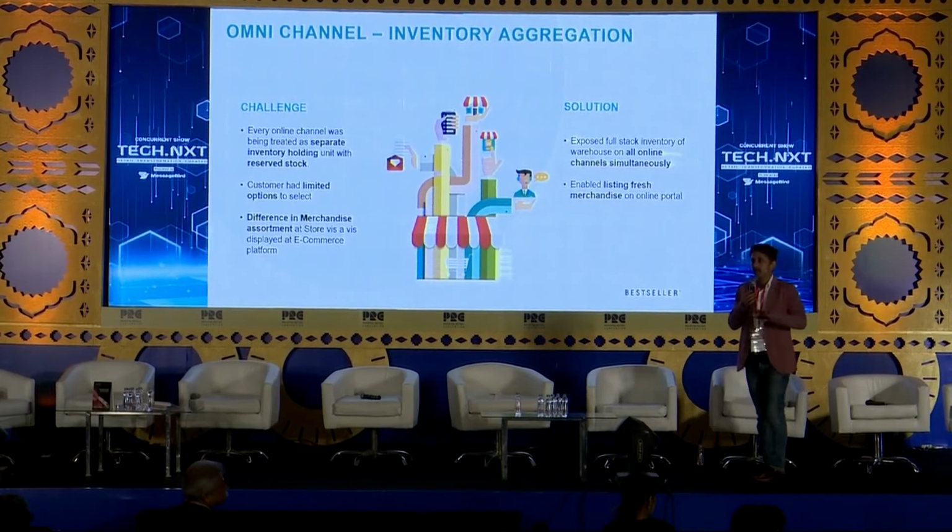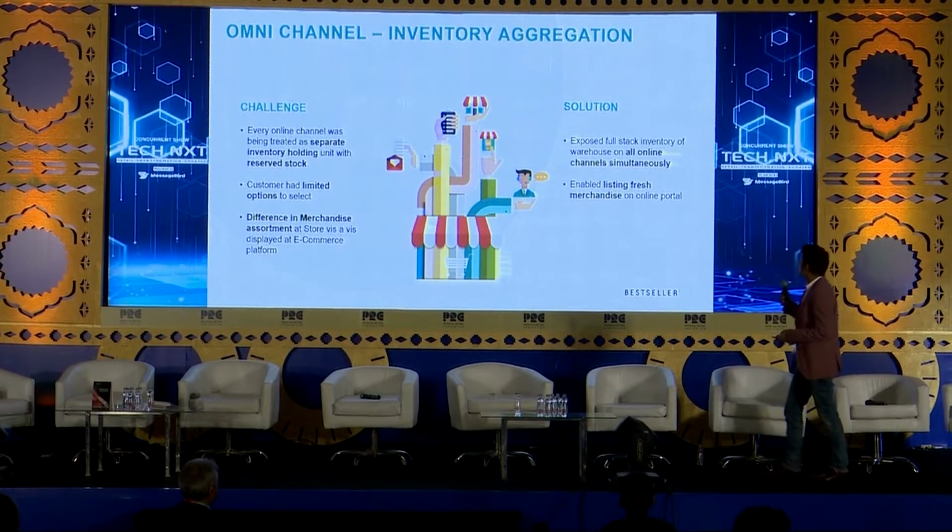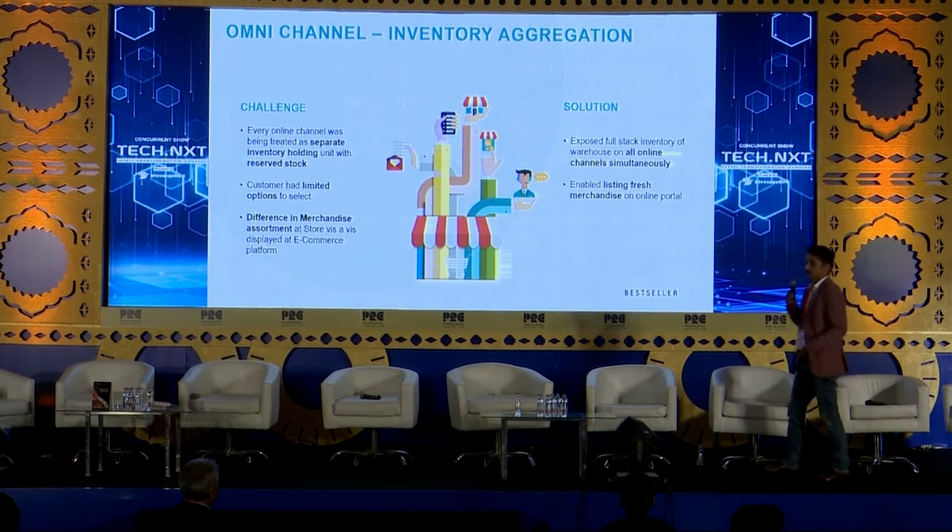So the idea was that first, aggregate the inventory, right? And in step one, we left out the stores. First, we wanted to aggregate the inventory of the warehouse. And we took the help of an aggregator, an IMS solution, wherein we exposed the full stack inventory of the warehouse. So at one point of time, let's say if I have 1 million pieces of stock in my warehouse, everything was live. And this was the same pile of inventory which was getting used by my EBOs, my SIS, my online channels.